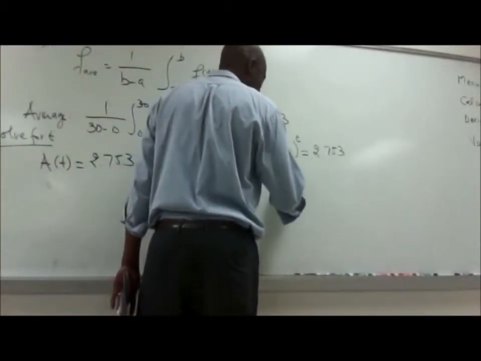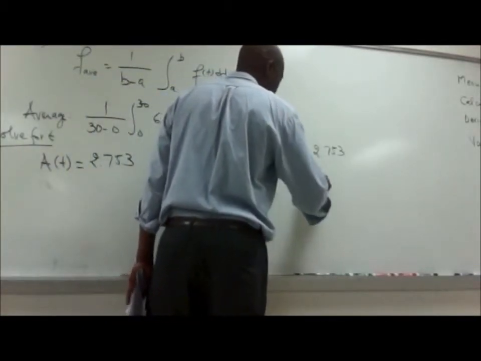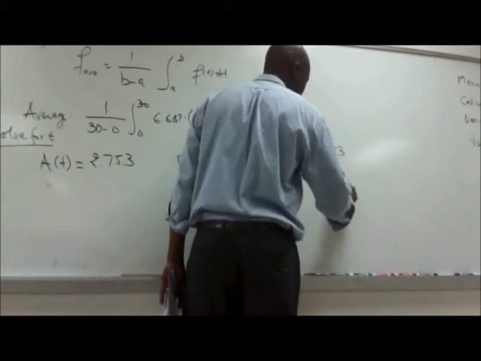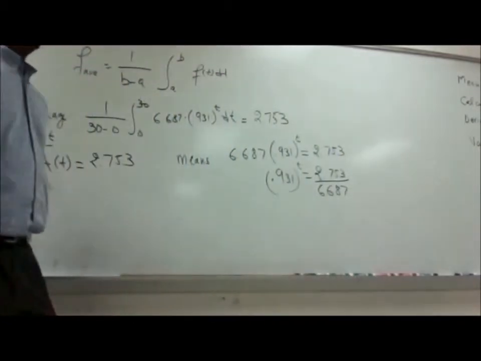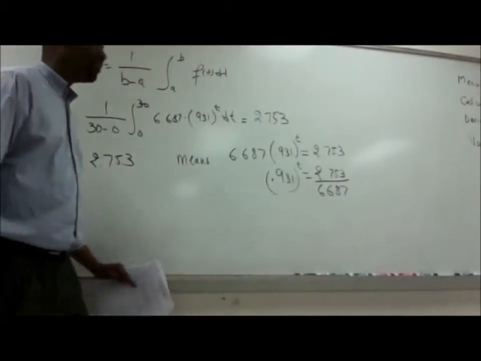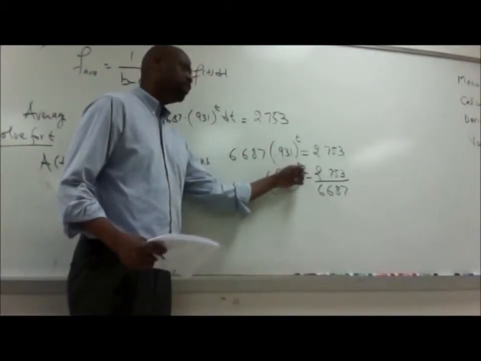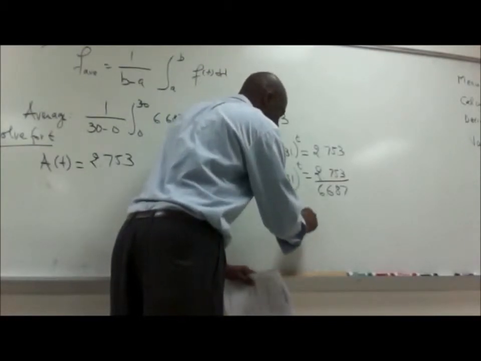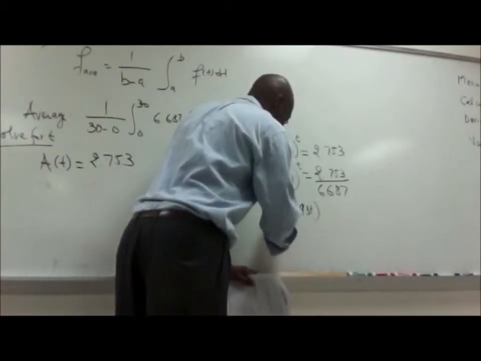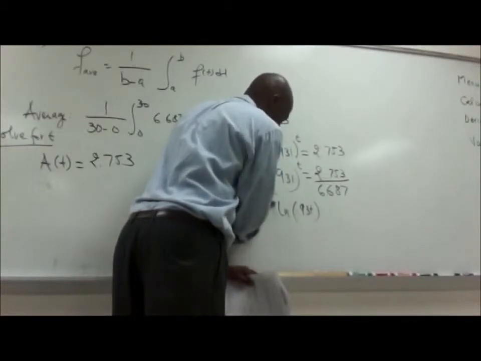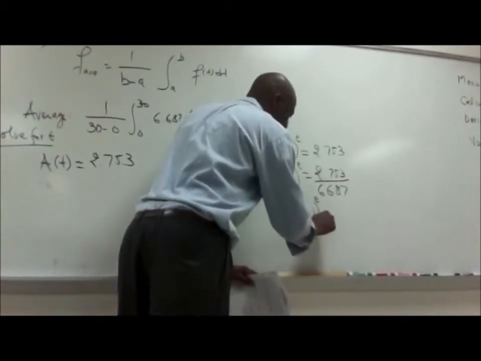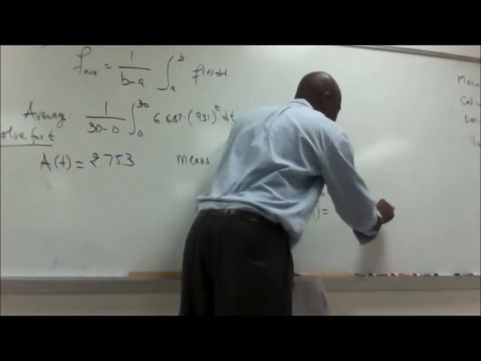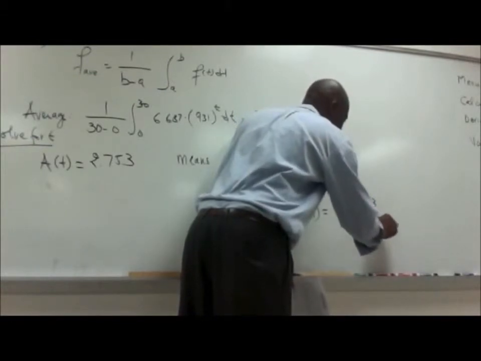So 0.931 to the t equals 2.753 divided by 6.687. Now we know when we have an exponent variable, we need to use ln to bring it down. So it's going to be ln of 0.931 to the t is equal to ln of 2.753 divided by 6.687.